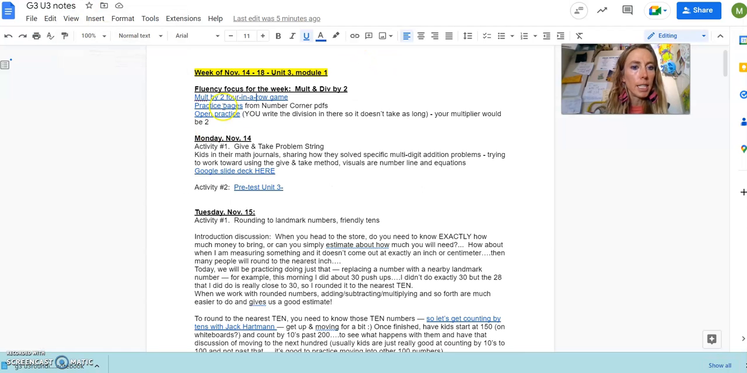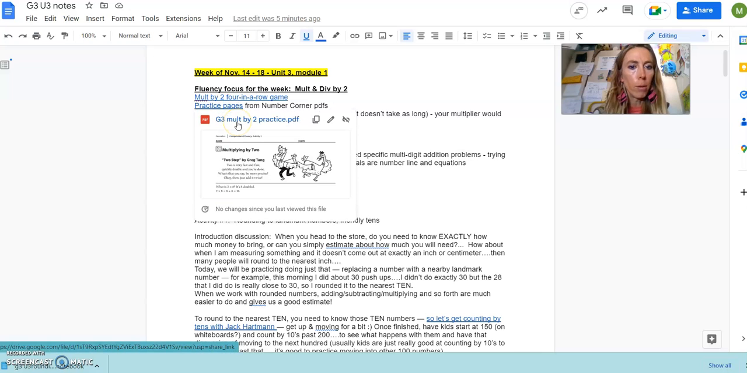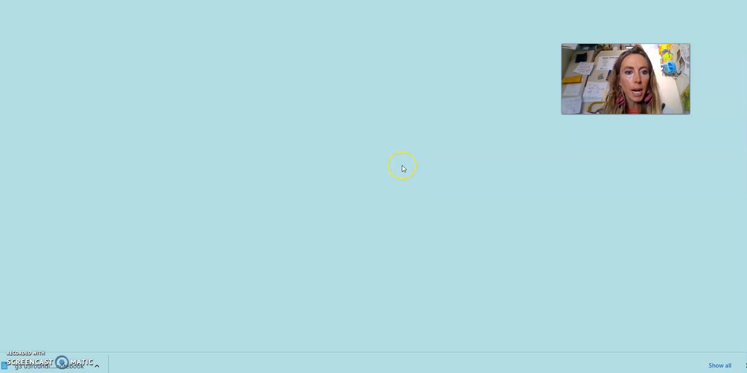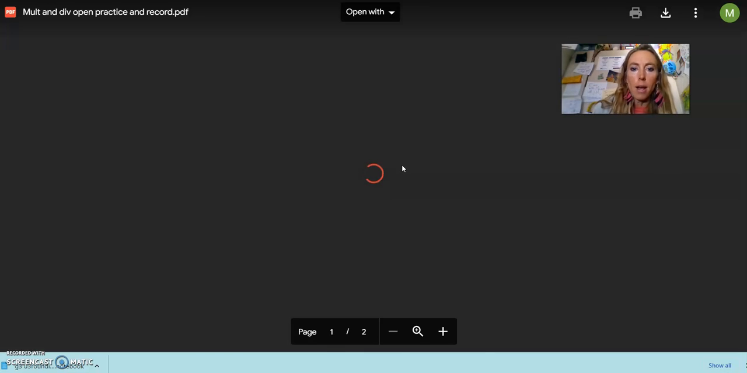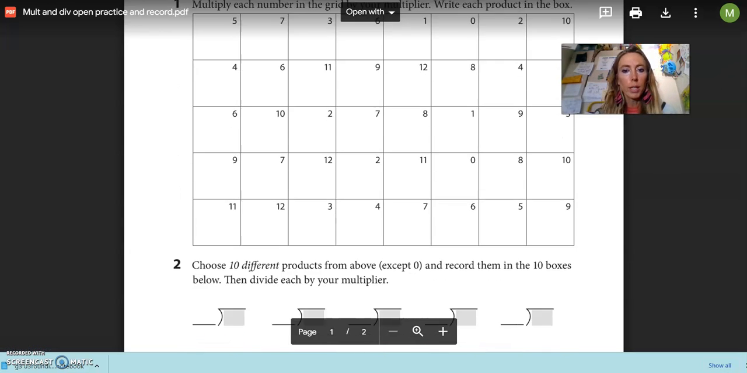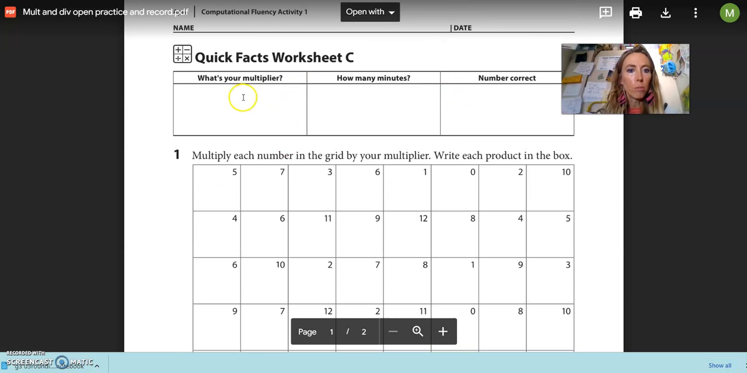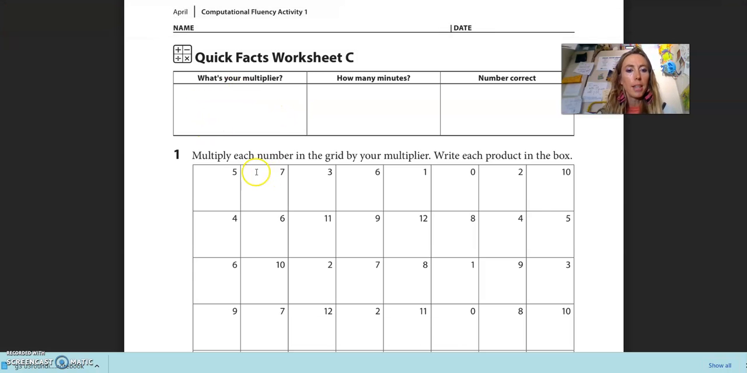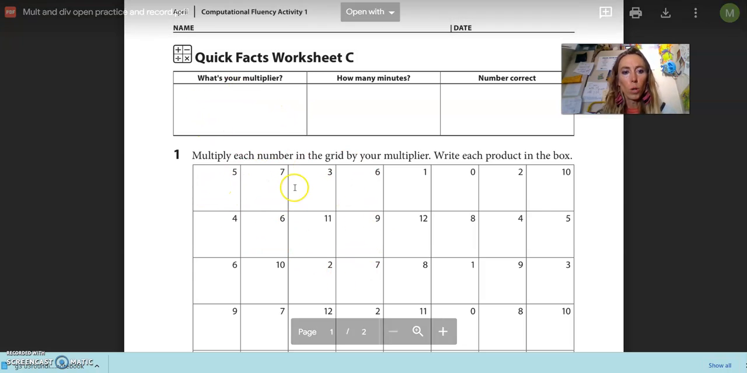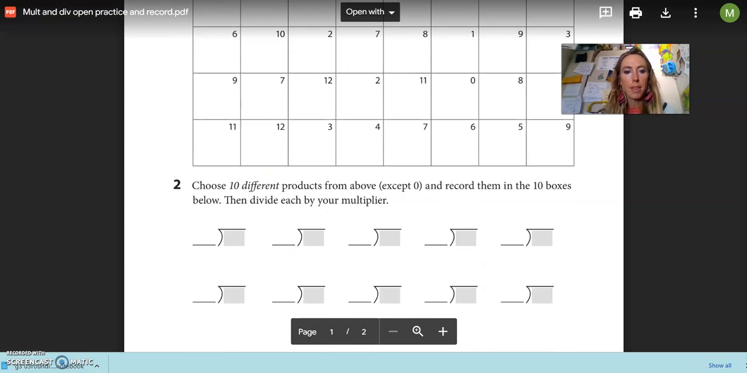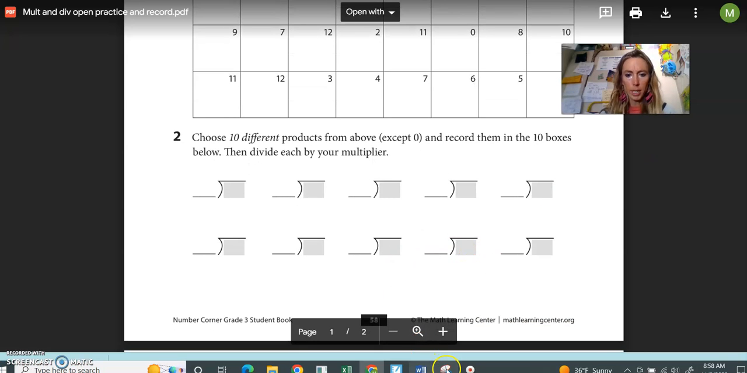And then if I go back to that document, I have some practice pages that come from your Number Corner, I think in the month of December, that are 2s if you're looking for that. Also, here's some more open type practice you could start using throughout the year. And you could use this with any fact, but since the week is about 2s, you'd put what's your multiplier and you'd write 2, and then you'd go ahead and work through every one of these problems, but you're multiplying each one by 2. And then on the bottom, they'd work on some division facts.